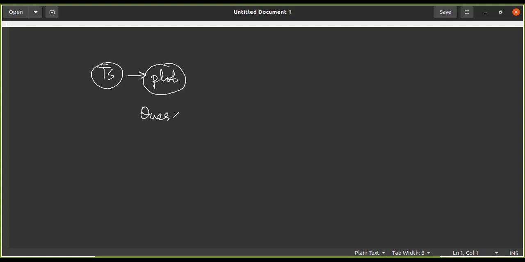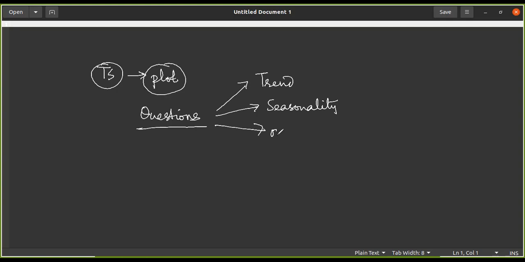There will be a lot of questions that we'll have to answer. The first question is, is there a trend? The second question is, is there a seasonality? The third question is, are there any outliers? This is not a component of a time series, but this is very important to look into, because outliers most often may result in that noise, or may result in the error.